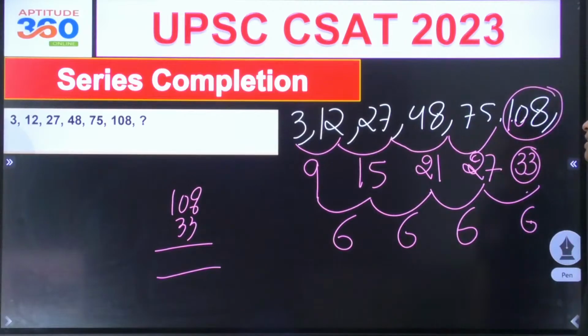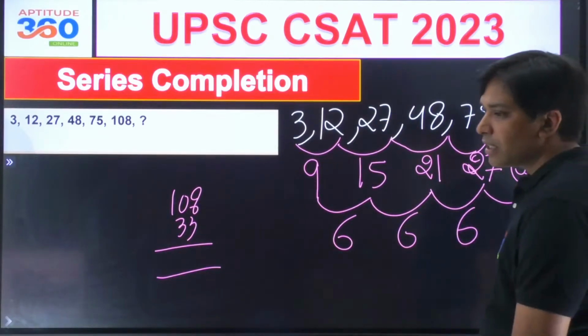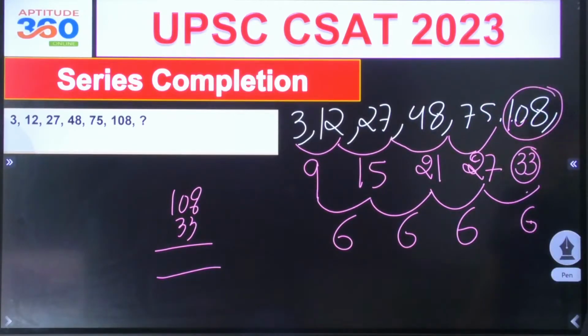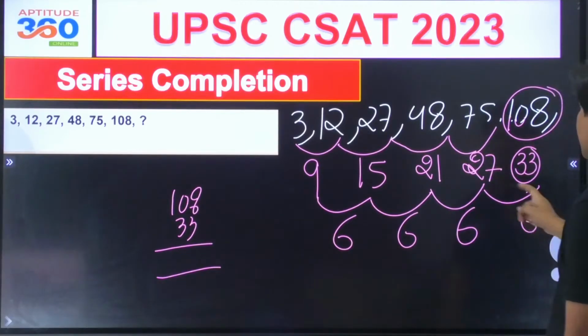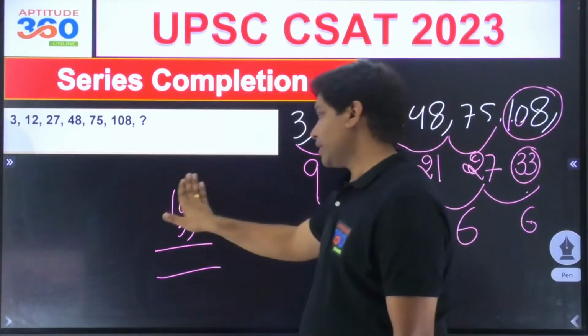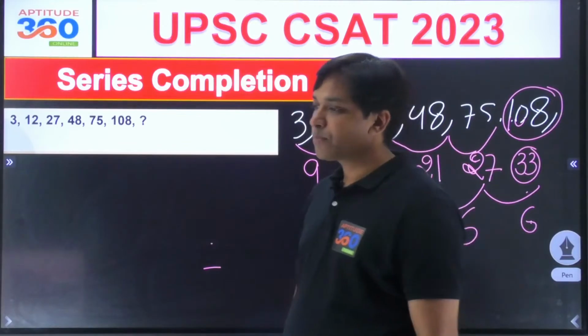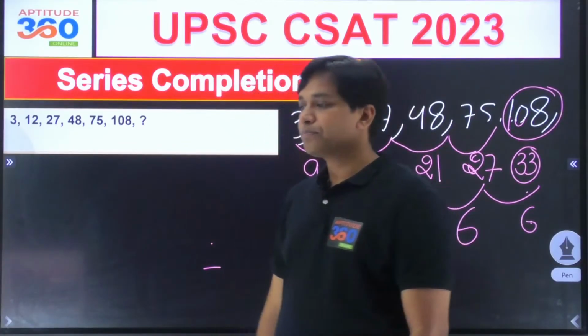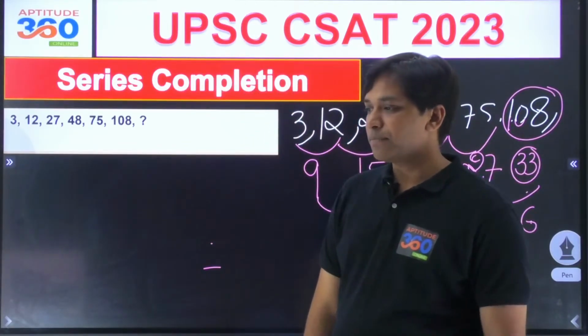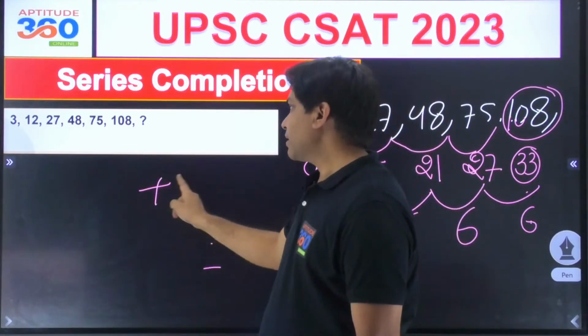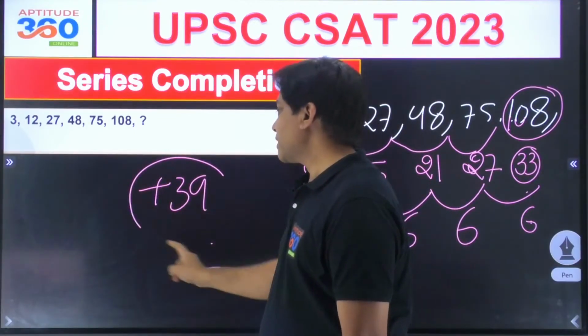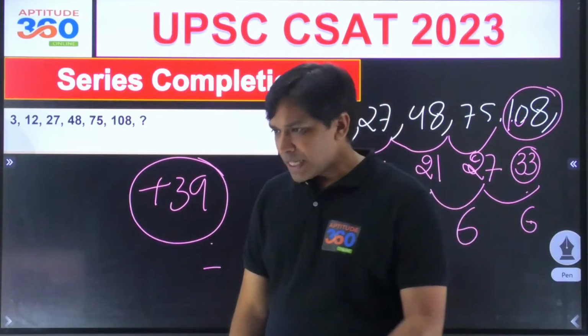Somebody says there's an addition of 33 plus 6, 33 plus 6. All right then. I mean, the pattern was correct. Okay. So it has to be plus 39. Good job. So it's pretty simple, right?